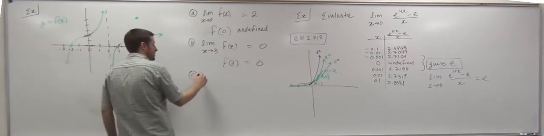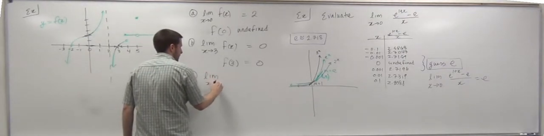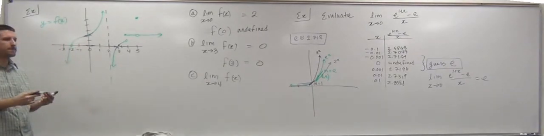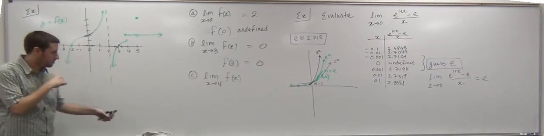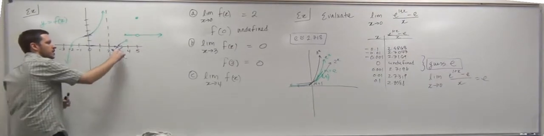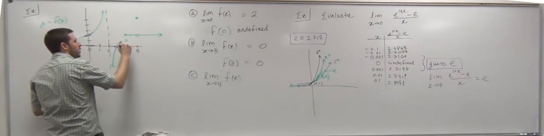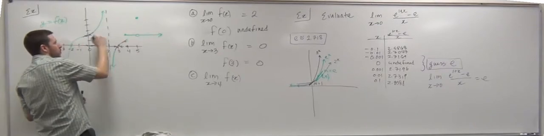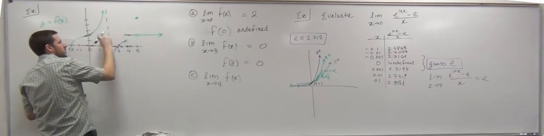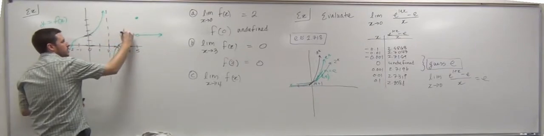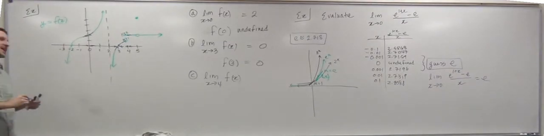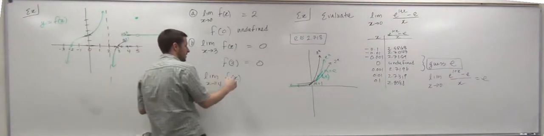What about 4? Limit as x goes to 4. That one doesn't exist. Why not? Because they're not approaching the same thing. They're not approaching a single y value. On the left of 4, your graph is going up to a y value of 1, but on the right of 4, your graph is going to a y value of 2. So the limit cannot exist because you're not approaching a single y.